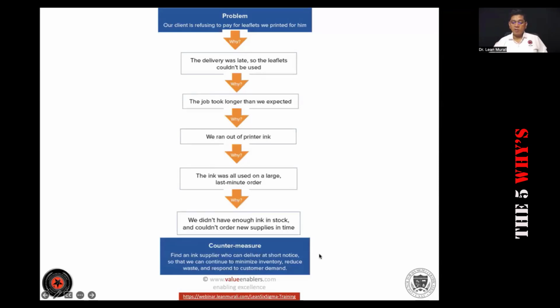Countermeasures: find an ink supplier who can deliver at shorter notice so that we can continue to minimize inventory, reduce waste, and respond in the same way. If this is clear, type SC, super clear, in the chat box. For those who are not clear, don't worry. There are millions of examples. Okay, fantastic.